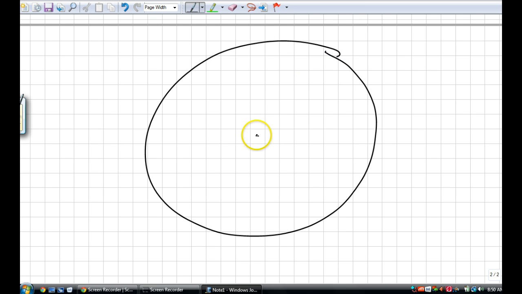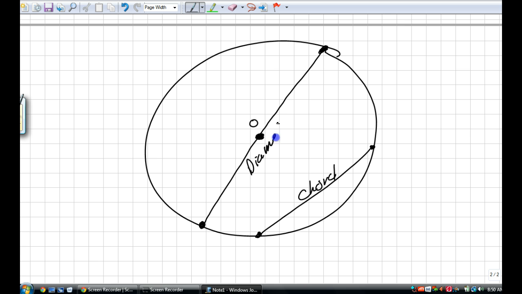So if I have a circle with center O, then a line segment whose endpoints are on the circle is called a chord. And a line segment whose points are on the circle but also go through the center is called the diameter. So a diameter is a chord, but it's a special chord that goes through the center of the circle. Then the distance from the center of the circle to a point on the circle is called the radius.